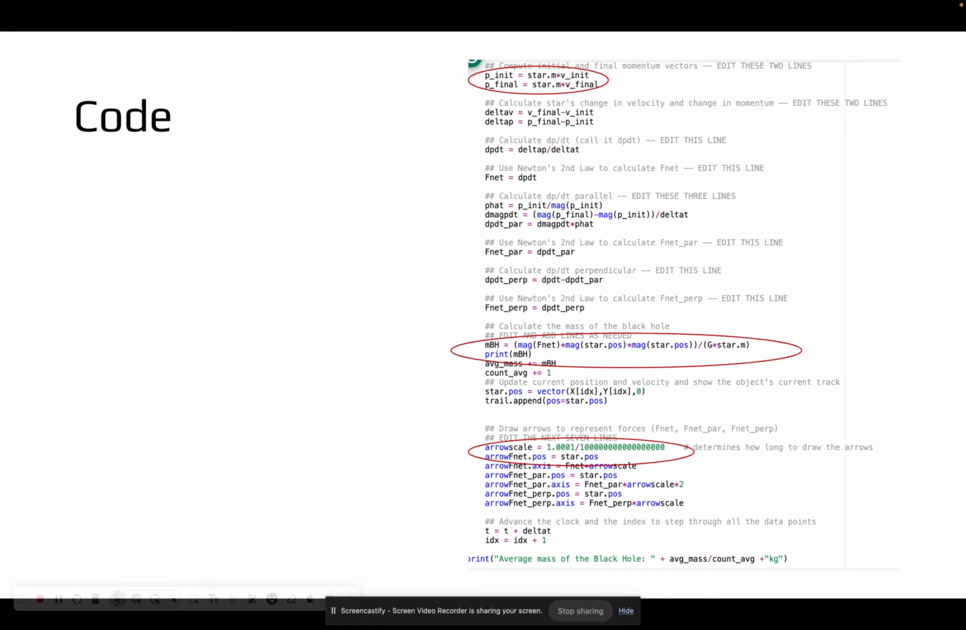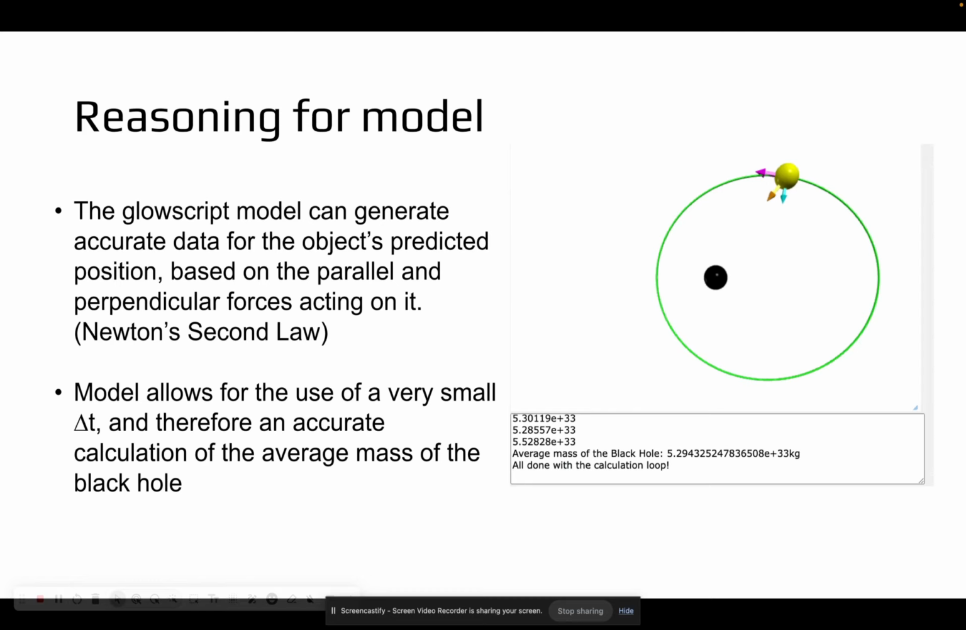And then we also have an arrow scale, which is used to scale our arrows based on our value for the FNet. So the reasoning for this model, as you can see the model on the side, is that the GlowScript model can generate accurate data for the object's predicted position based on the parallel and perpendicular forces acting on it at that moment in time. A model also allows for the use of a very small delta t and therefore an accurate calculation of the average mass of the black hole.